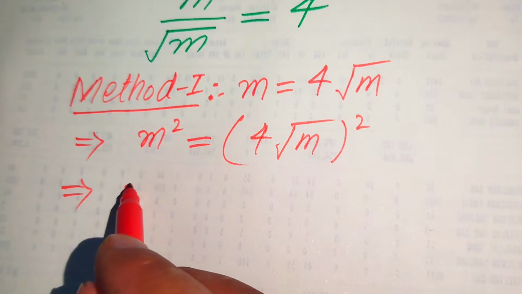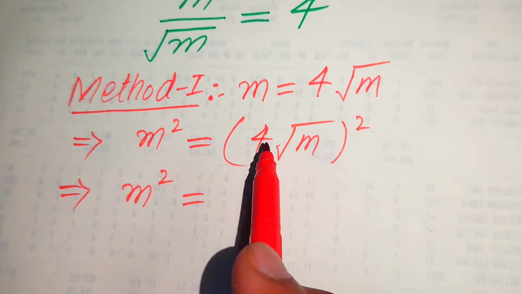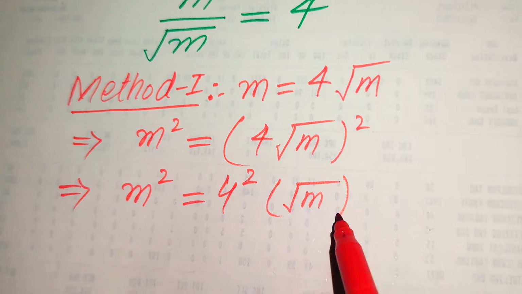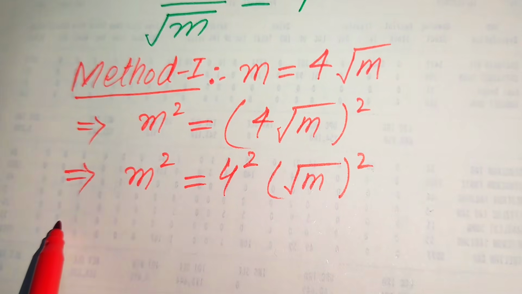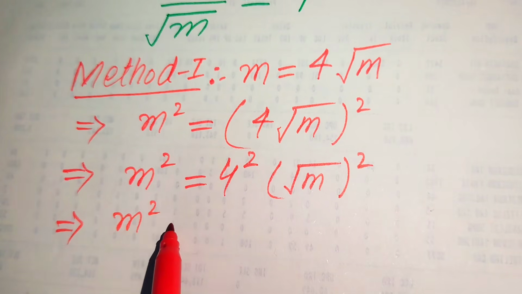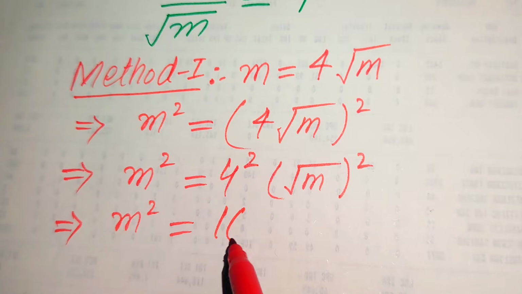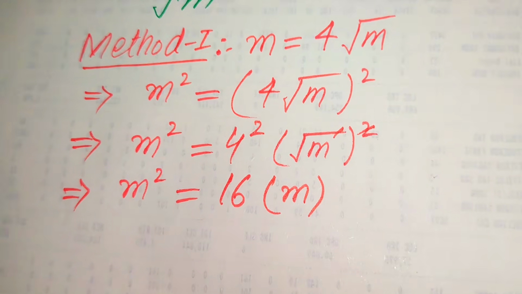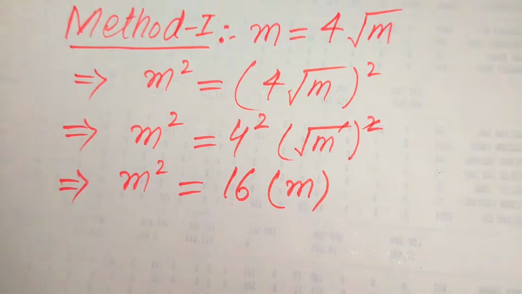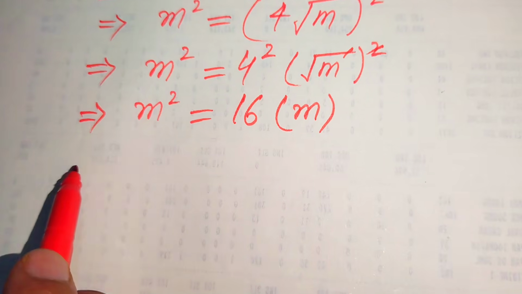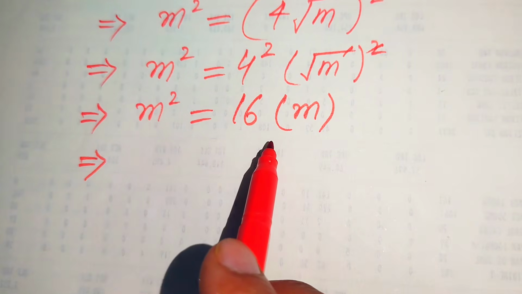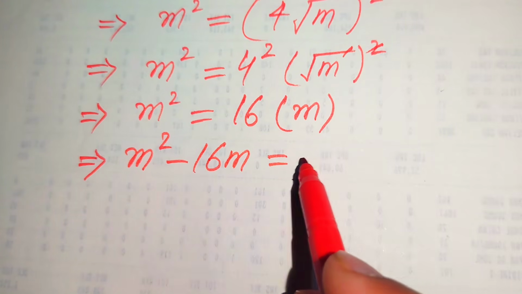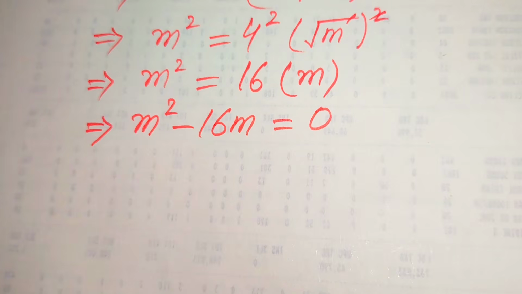And further in the next step we have m square is equal to, here we apply the square separately on both of these two values, and it becomes 4 square into square root of m and its whole square. Then m square is equal to 4 square, and 4 square becomes 16, and the square and square root are gone, and we obtain here m only. Now we move the term 16m from the right hand side to the left hand side, and it is written as m square minus 16 times m, and this whole equation is equal to 0.